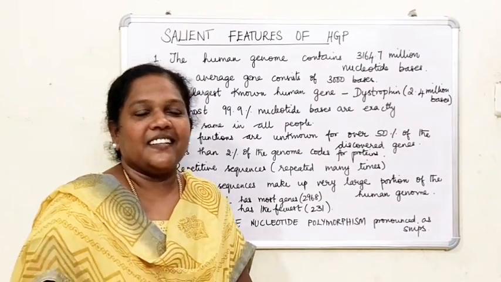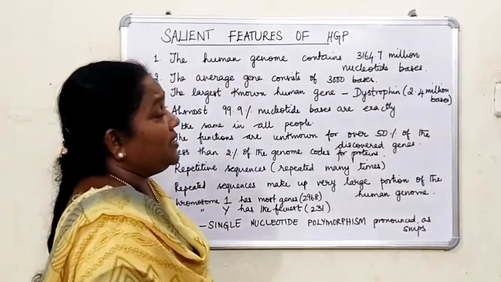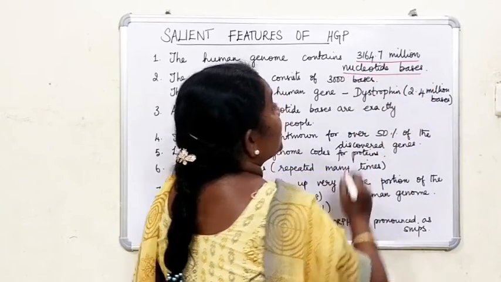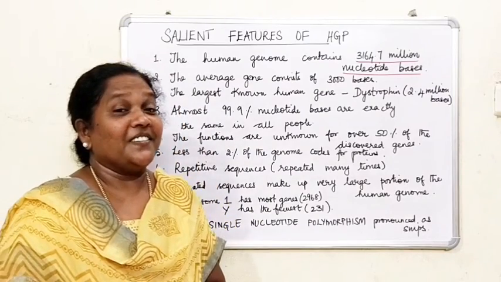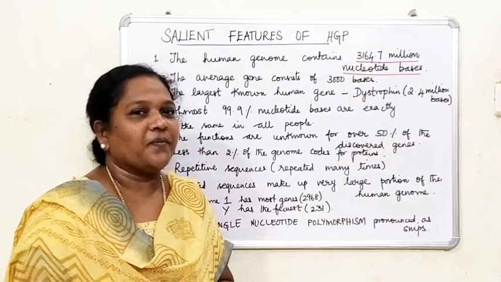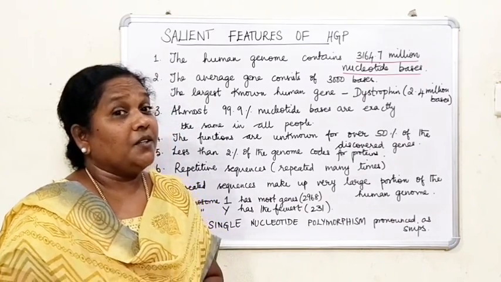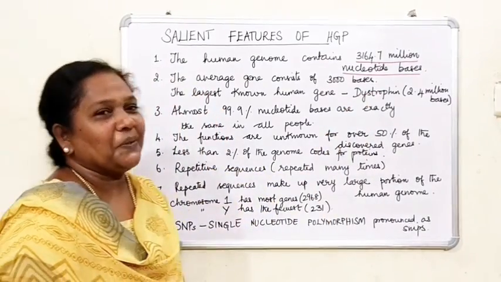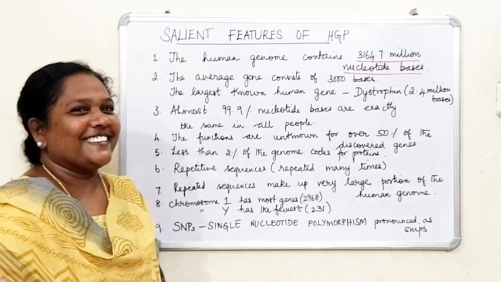Next is salient features of the human genome. So here the human genome contains 3164.7 million nucleotide bases. Nucleotide. We have learnt in DNA, what is a nucleotide? It consists of sugar, nitrogenous bases, and then phosphate. So all together, nucleoside and phosphate joined together, you call that to be what? Nucleotide. Next one, the average gene consists of 3000 bases.